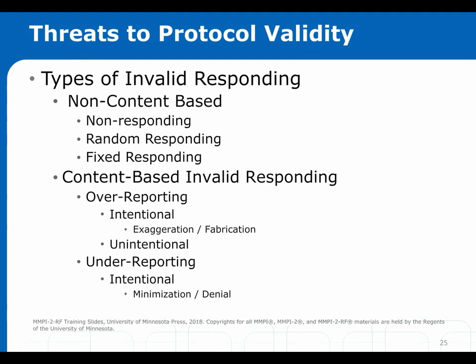In these situations, somebody is intentionally minimizing or denying psychological problems because it is in their best interest to do so. But underreporting also can be unintentional in the sense that someone may have severe psychological problems, but they don't want to admit to them either because of stigma or because of a coping response of denial. So it is possible for underreporting to occur unintentionally as well.